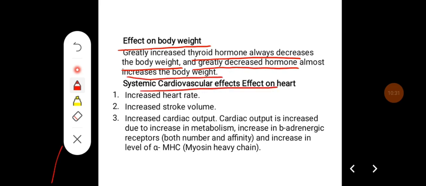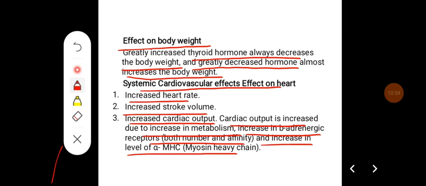Then there are systemic effects, like cardiovascular effects. They increase the heart rate, the stroke volume, and the cardiac output. Cardiac output is increased due to the increase in metabolism, increase in the beta adrenergic receptors both in number and affinity, and also increase in the level of alpha MHC, that is myosin heavy chain.